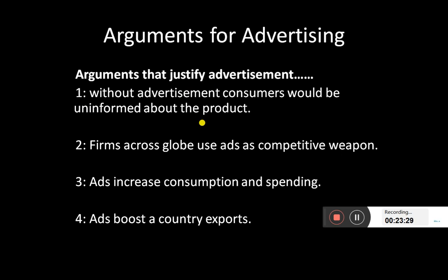Now we have two types of groups: the people who were in favor of advertisement and the people who were clearly against advertisement.